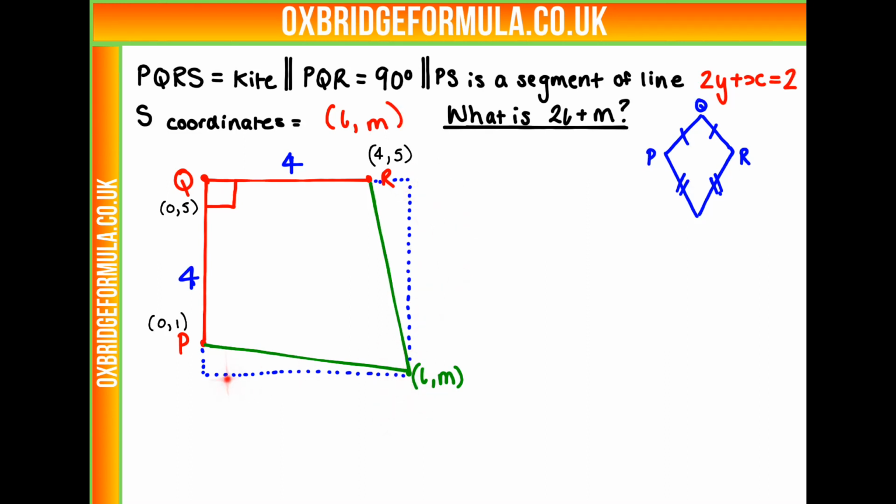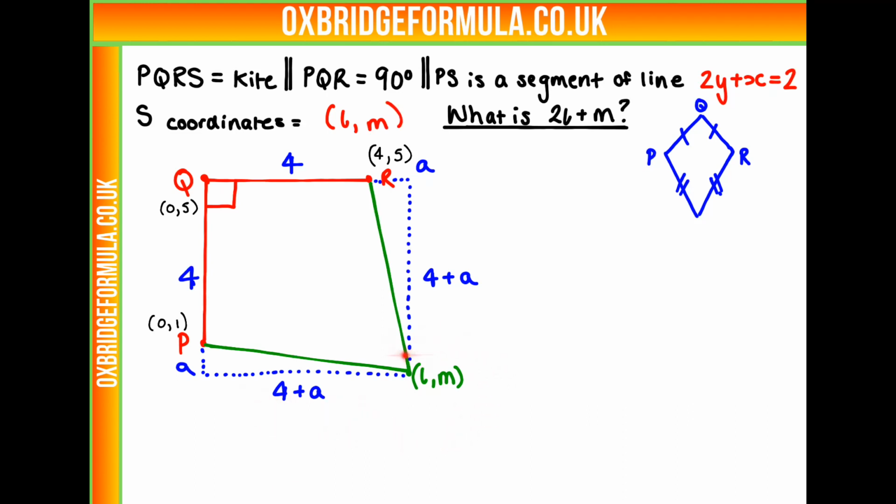We can just give these arbitrary values for now. So let's call this short section A. What does that make this long section here? Well, that's just going to be 4 + A. To get from P to R is going to be across 4, and then we've got an extra A on the end, so that's 4 + A.